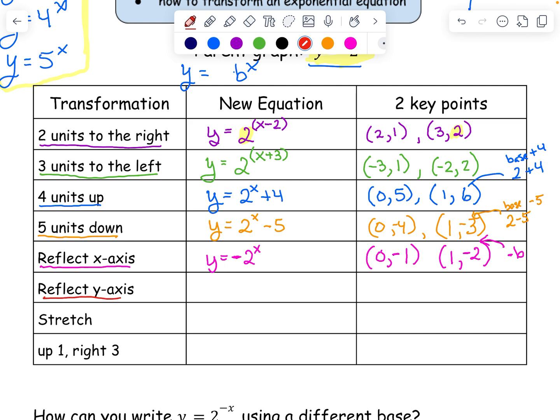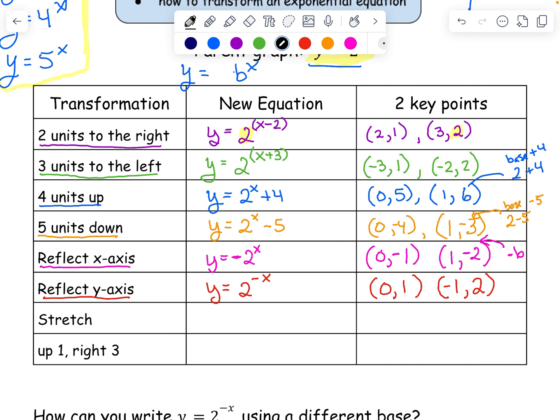Okay, let's talk about reflecting the y-axis. Now we're going to do 2 to the power of the opposite of x. So obviously, if I'm reflecting the y-axis, this guy is still the same. We haven't really changed the x at all, right? But this one here, our x is now -1 to give us our 2. So we're just taking the opposite of the input, right?